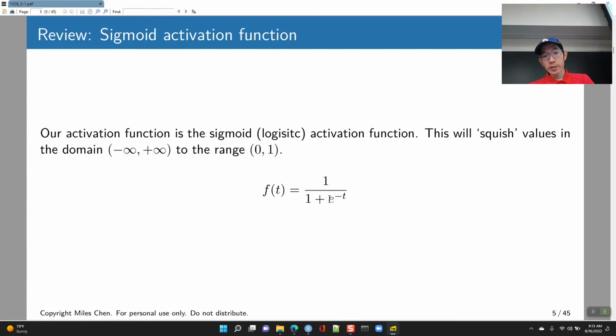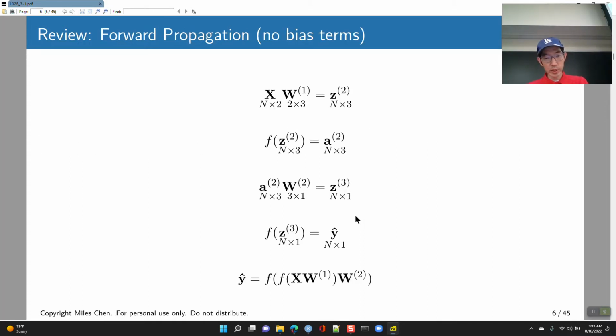The activation function here is the logistic or sigmoid activation function. Again, different activation functions are available, and we are using this one maybe for reasons of historical popularity.